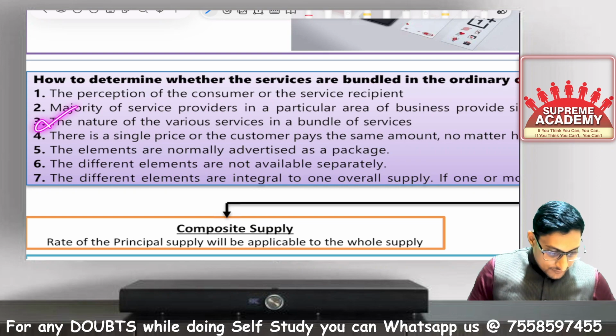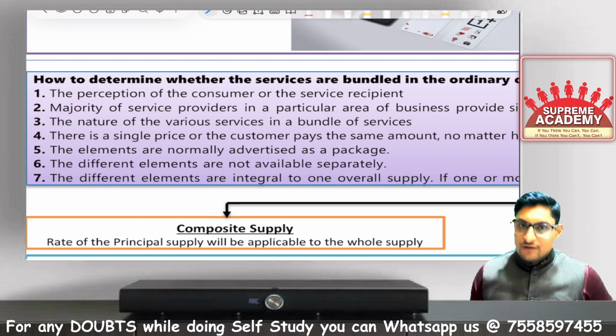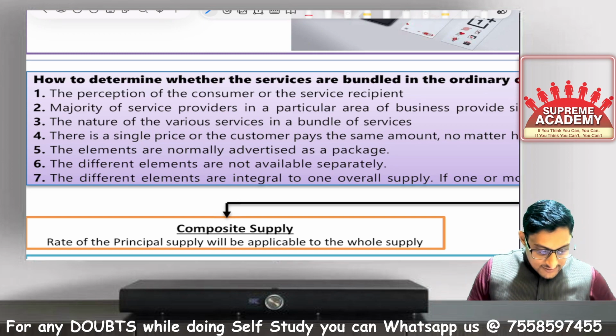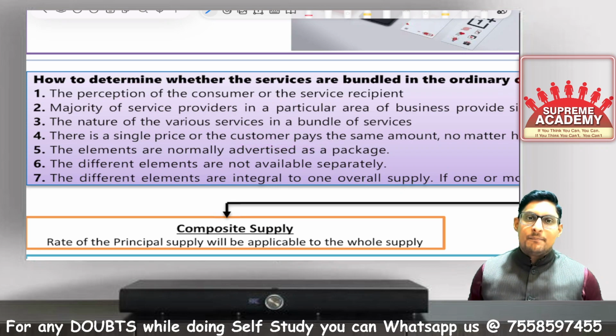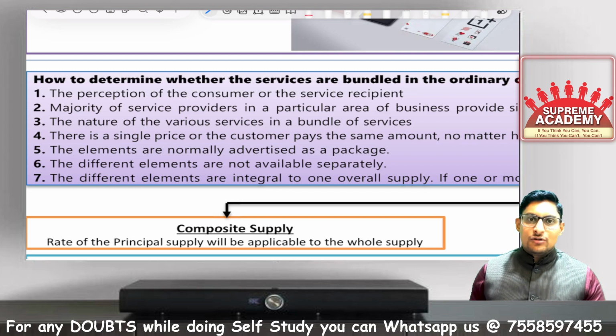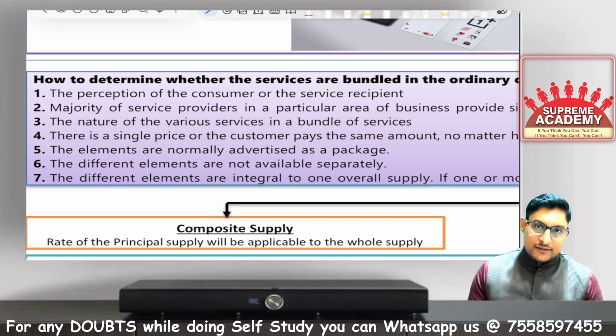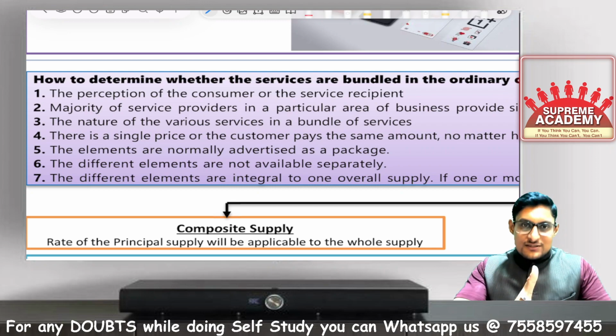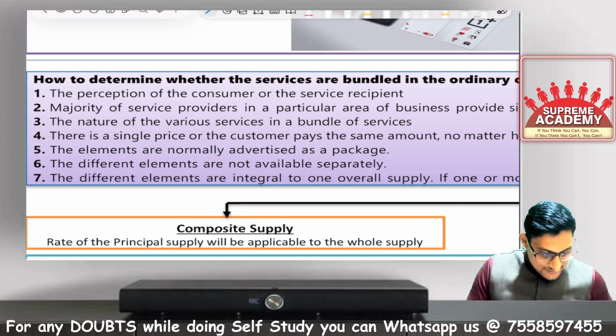Now, third point, nature of various services, a bundle of services. Say, for example, it is by default naturally bundled. Or next, there is a single price which the consumer pays, the same amount. For example, event management, event managers. If you are planning a wedding function, what are people generally doing? They go to the event management and give them a contract. Though they can arrange the things separately on their own, they are giving the contract. The customer is saying, give these things to me for a single price.